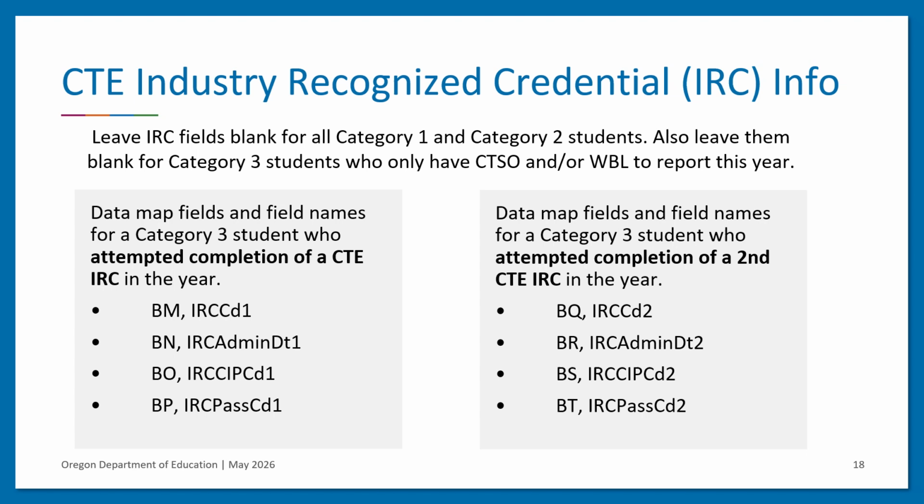For Category 3 students who attempted the IRC completion this year, enter the CTE IRC code and the corresponding IRC administration date, the date of the completion or completion attempt, the IRC SIP code of the aligned CTE program that supported the student for the credential, and the CTE IRC passcode indicating whether the student successfully completed the IRC or if they did not meet the final requirements. Program linking is required, and any given CTE IRC may only be attributed to a single aligned CTE program for any student.